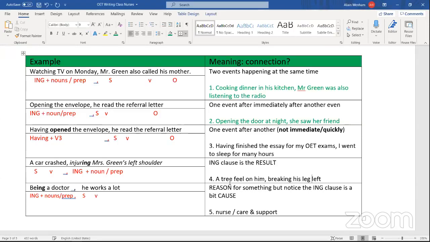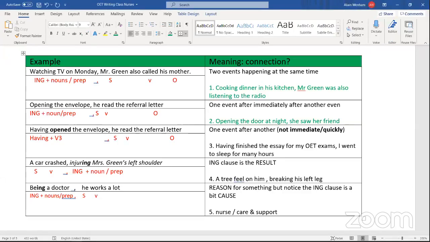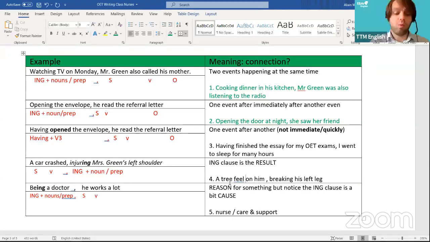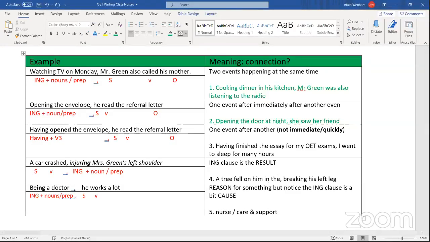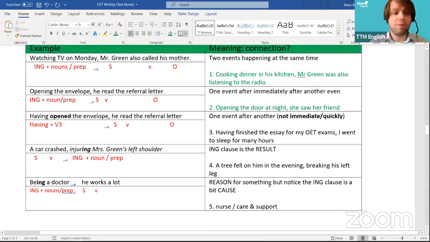His left leg, okay. Again, Rija, we can put in more prepositions if we want. So a tree fell on him. Fell, not feel. A tree fell. Yeah, you're right. Sorry, my spelling. So a tree fell on him in what time? The evening. Okay, breaking his left leg. You could even say when here, actually, but I won't go into that because that would be a relative clause. A tree fell on him when he was, you can put in relative clauses, but I'm not going to go into that. So thank you very much, Rija. That's excellent. Last one, being a doctor.